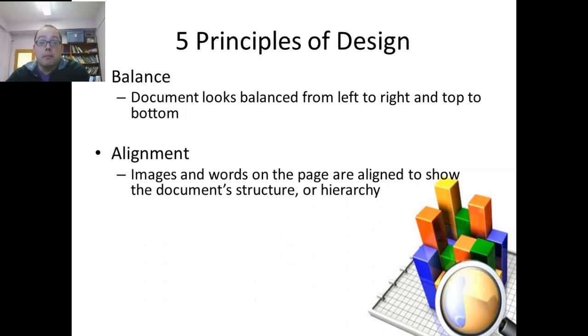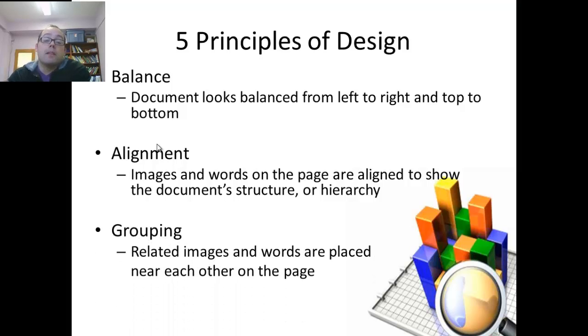And the next is alignment. Images and words on the page are aligned to show the document's structure or hierarchy. The best way to put this is that it should give your eye some purpose in moving. For example, when we refer to hierarchy, put some of the more important information in a sequential manner. Structure your document so it moves the eye throughout the page. A lot of people refer to a Z shape too. You start reading on the upper left of the page, and your eye will follow a Z shape as it goes down the page.